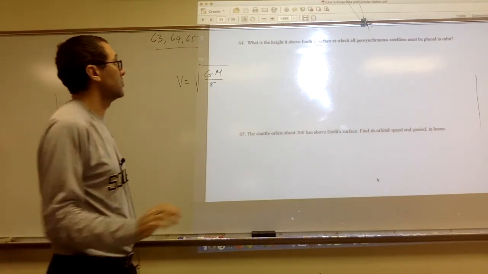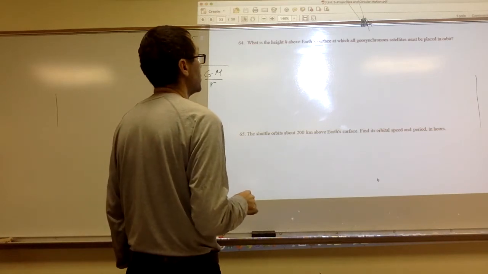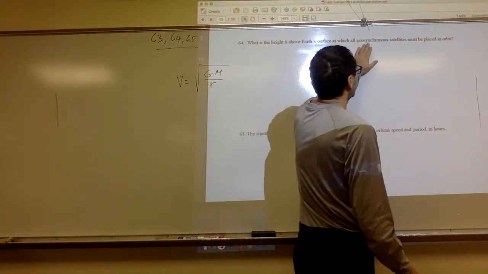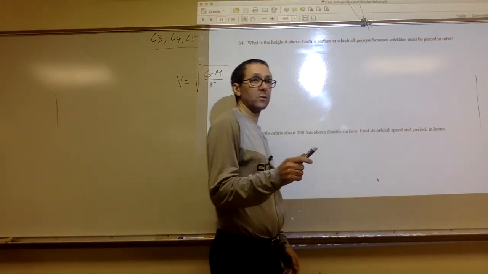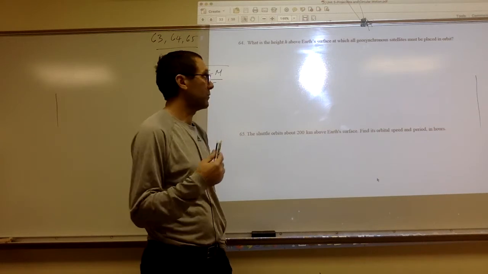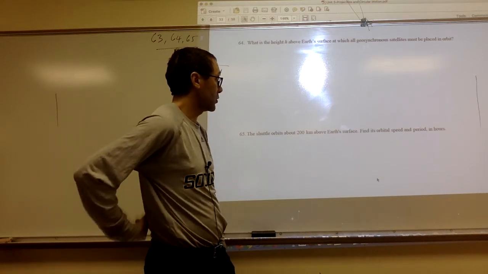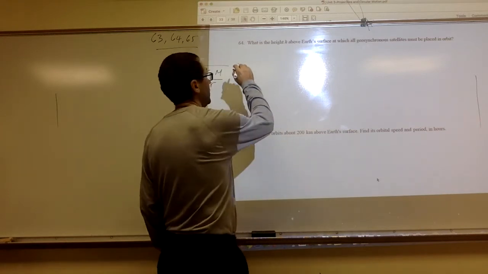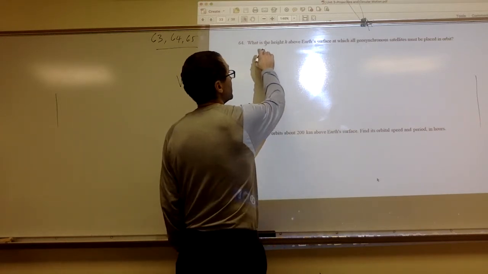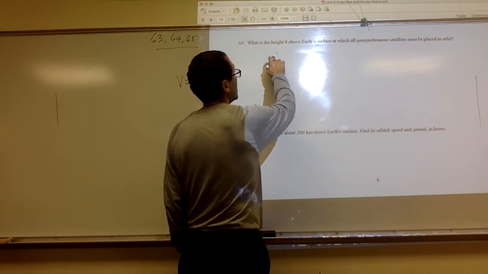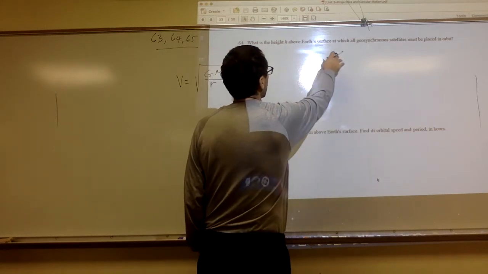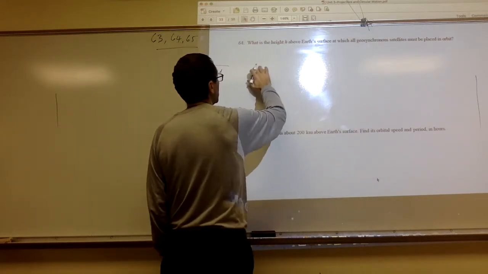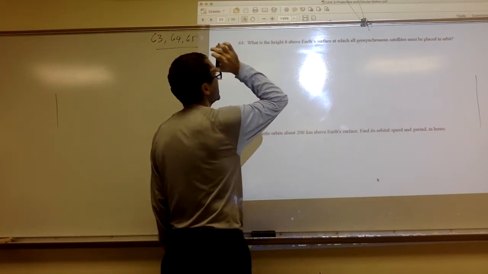What is the height h above the Earth's surface at which all geosynchronous satellites must be placed in orbit? Now, geosynchronous means they're synchronized with Earth, so they have the same period of revolution as the Earth's rotation. In other words, their period is 24 hours. Okay. What is the height h above the... So in order to do this, maybe we should do... we don't know their speed.